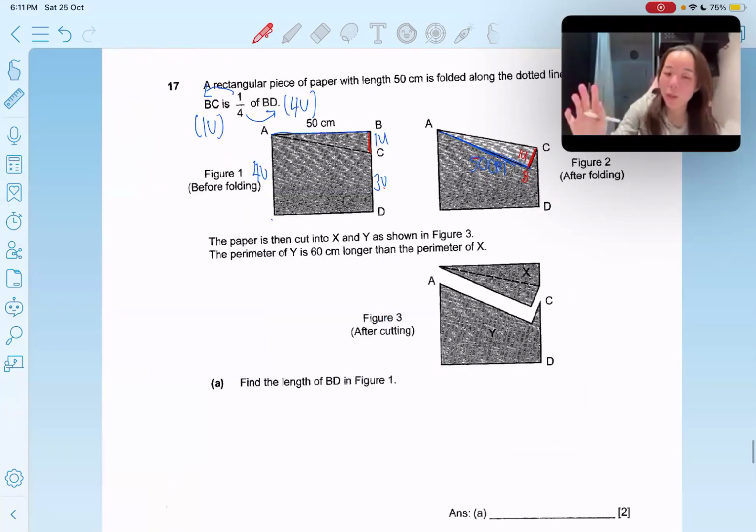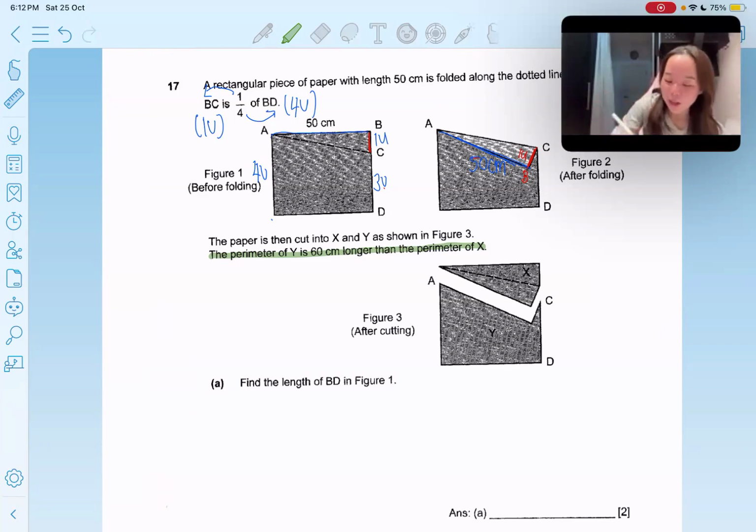The paper is then cut into X and Y as shown in Figure 3, and the perimeter of Y is 60 cm longer than the perimeter of X. Whenever they give you such a statement, most of the time they are not expecting you to find out the perimeter of Y and the perimeter of X. They want you to be able to see the pattern, identify the difference, and know that the difference is 60 cm.